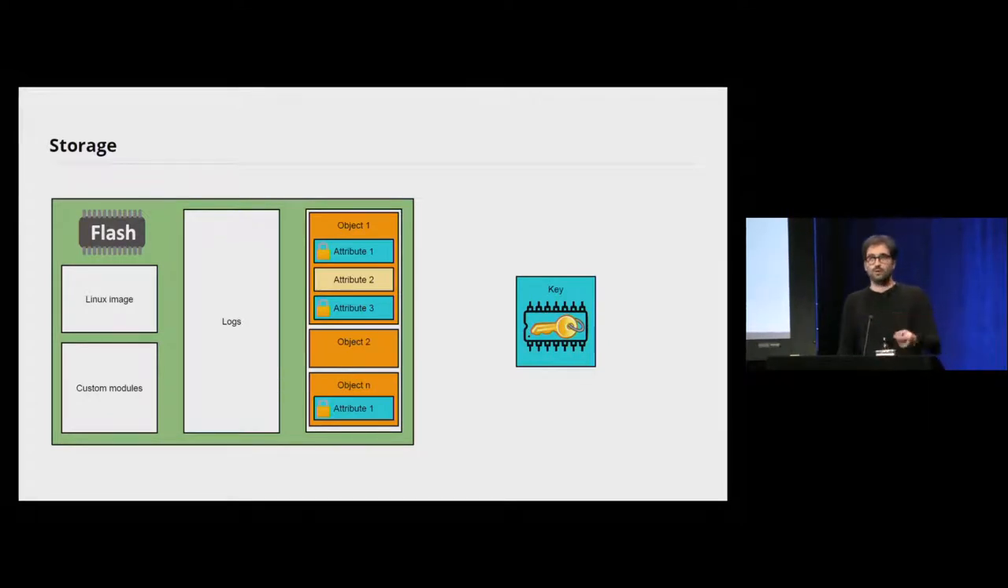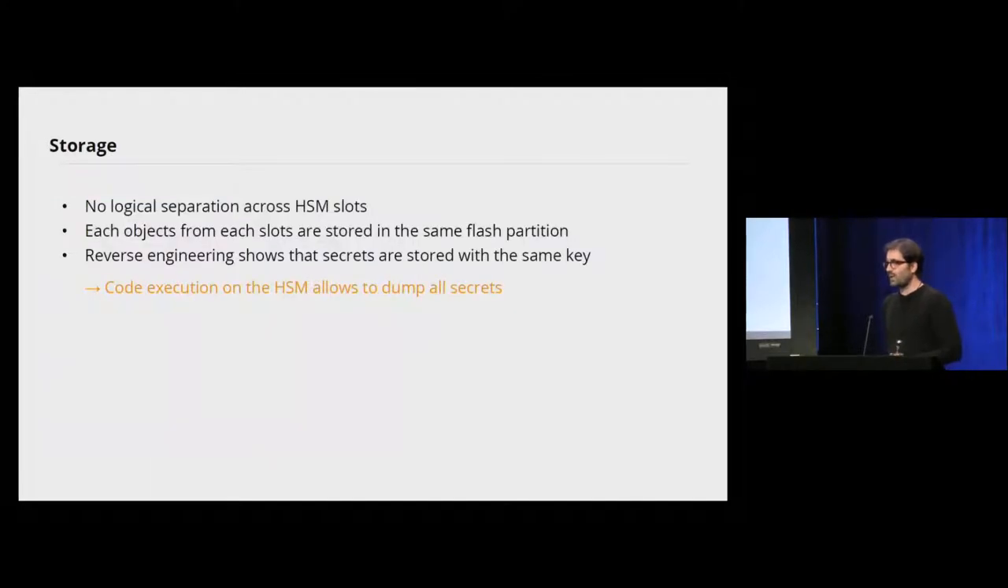So when you try to attack the HSM and it is detected, that key is immediately destroyed. If you manage to dump the flash physically, you will only get access to public information. All the sensitive data will be encrypted and you won't have a key to read it. But that also means that there's a single key for all the objects, all the sensitive attributes. So there's actually no logical separation across the HSM slots.